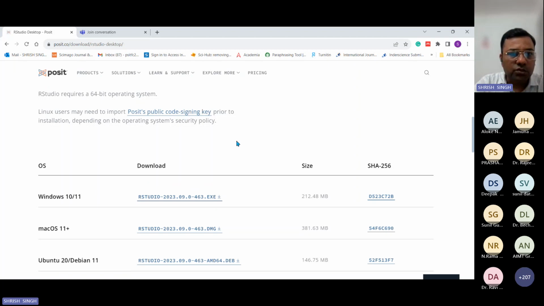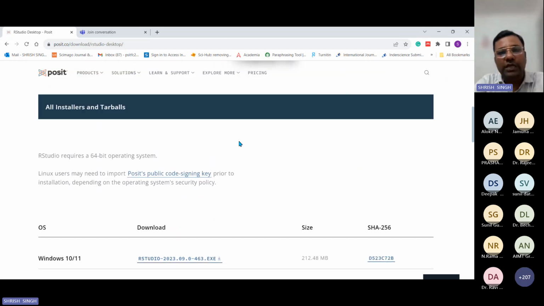I hope this is clear. So my ultimate objective is to tell you that you have to download both the things at the same time. Firstly, you have to download R, and then you have to download R Studio. So you can just note it down that we have to download two things, R as well as R Studio, right?